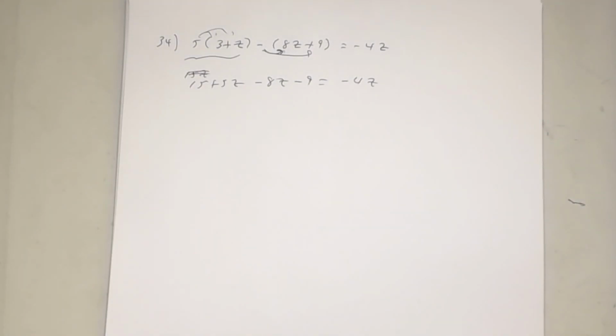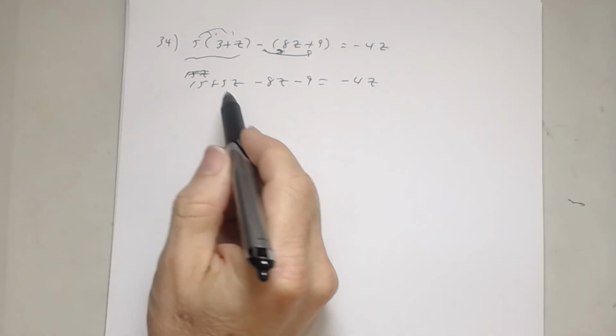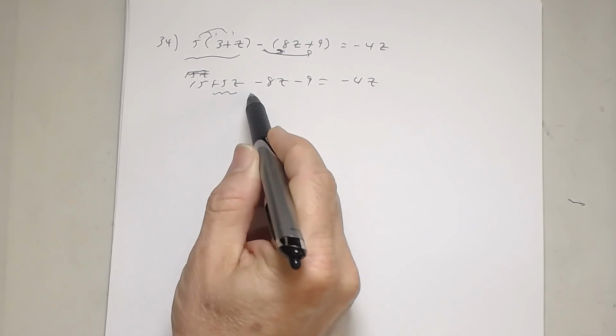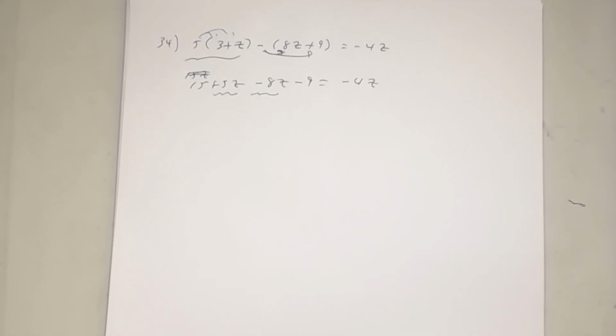So that's where I'm at. I used the distributive property. What's the next step? Combine like terms. On the left side, which terms are alike? Let's start with the variables. A positive 5z and a negative 8z. What's a positive 5z and a negative 8z? Negative 3z. Good.